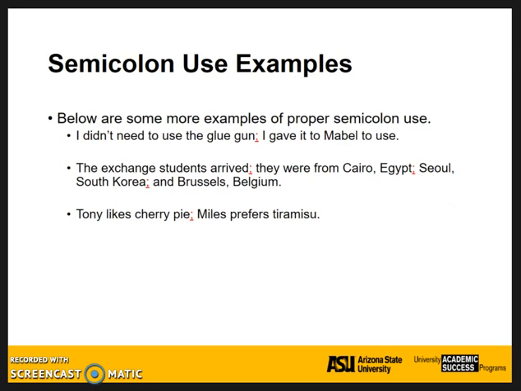On this slide, there are some more examples of how a semicolon can be used. The semicolons are all colored red and underlined. The first example says, "I don't need to use a glue gun; I gave it to Mabel to use." The second example says, "The exchange students arrived; they were from Cairo, Egypt; Seoul, South Korea; and Brussels, Belgium." The third example says, "Tom likes to use cherry pie; Miles prefers tiramisu."